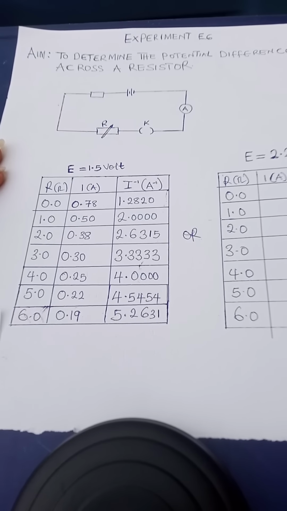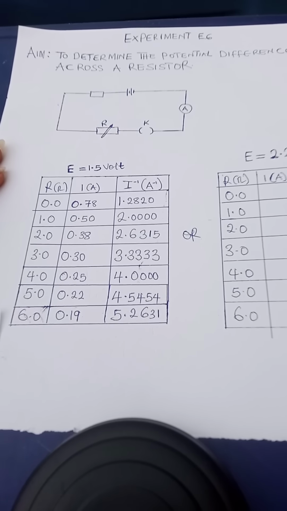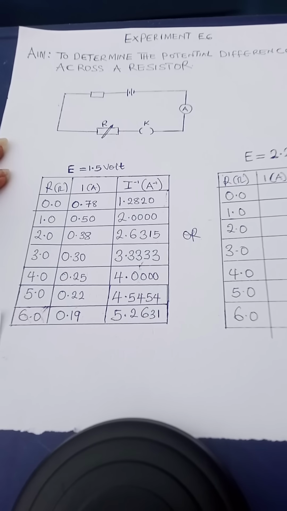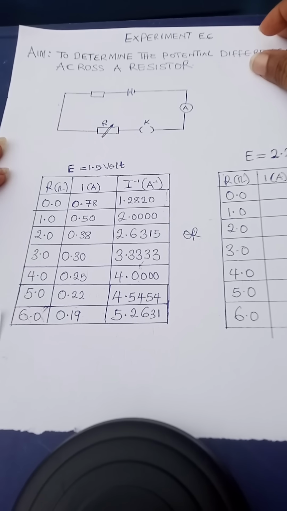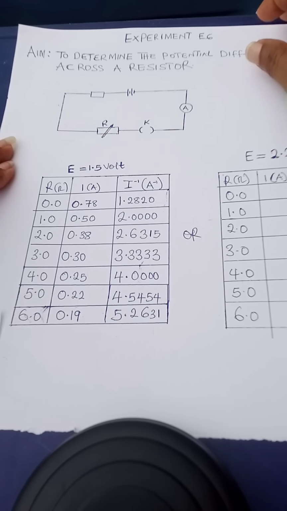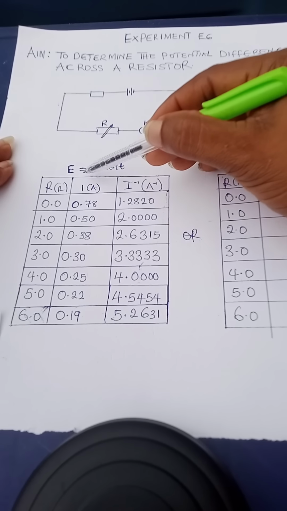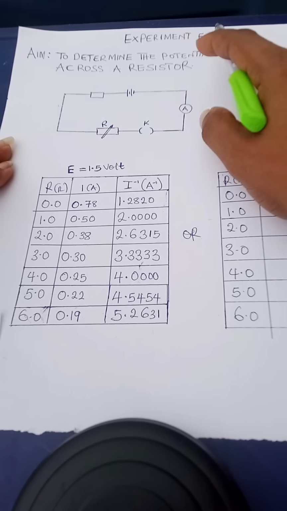In this video, I'm going to be teaching you how you can solve this experiment E6. The aim of this experiment is to determine the potential difference across a resistor, and you can see the circuit already. I've gotten the readings. I used 1.5 volts as the EMF of the cell.